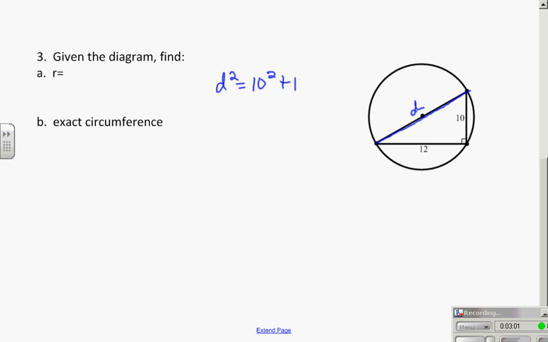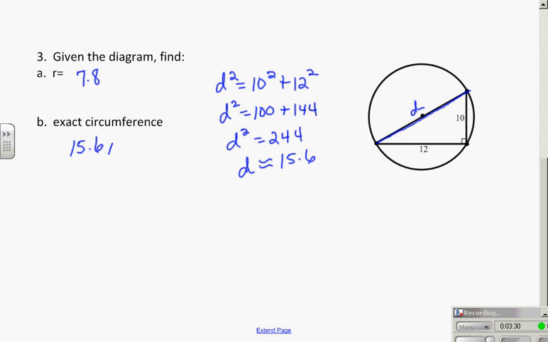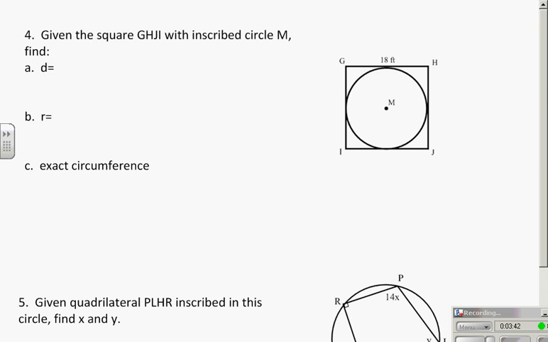So d squared is equal to 10 squared plus 12 squared. D squared is equal to 100 plus 144. D squared is equal to 244. D is approximately 15.6. The radius is going to be half of that, which is 7.8. And the exact circumference here, we'll use our decimal, 15.6 pi units. Again, when we get talking about how to handle square roots exactly, those answers will be better.